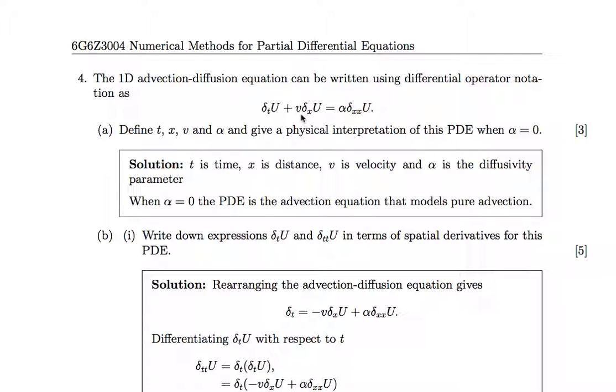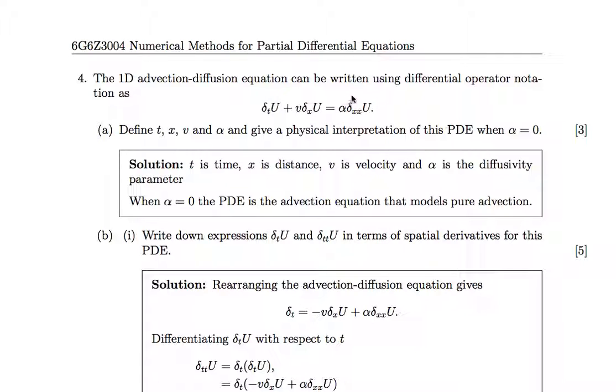In question 4, part A says define t, x, v and alpha and give a physical interpretation of this PDE when alpha is equal to 0. Well, t is time, as usual for a partial differential equation. x is distance, that's your spatial distance along the domain. v is velocity, and alpha is a diffusivity parameter.